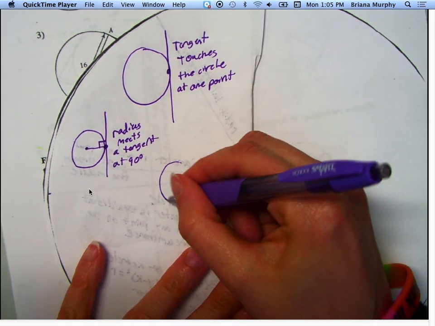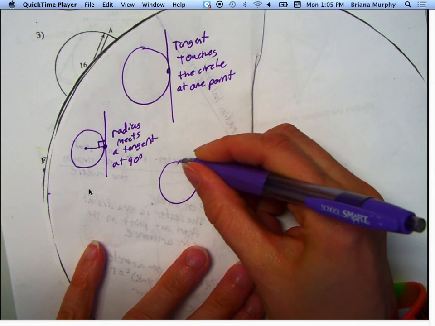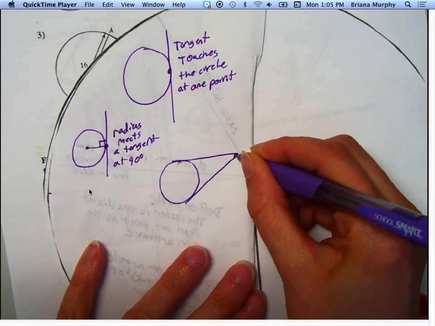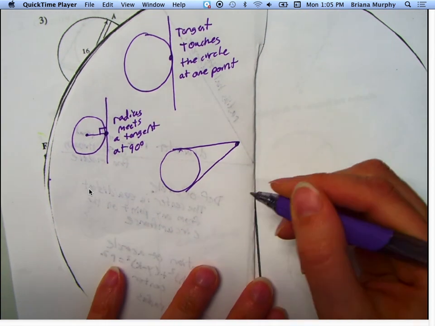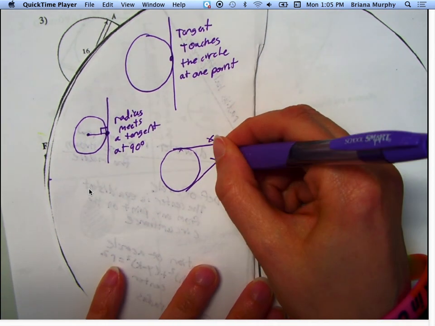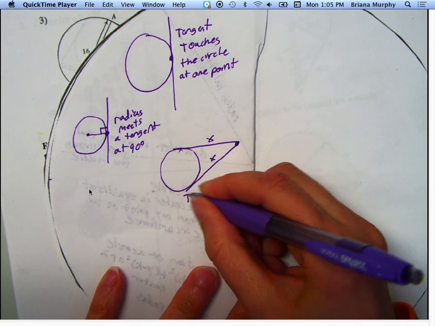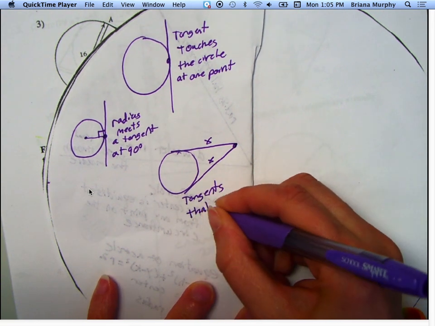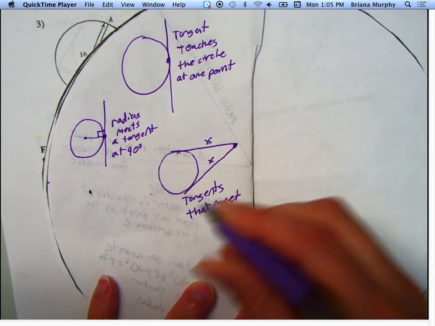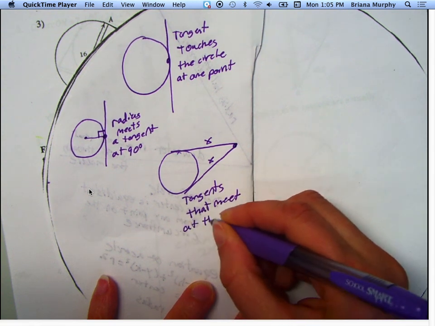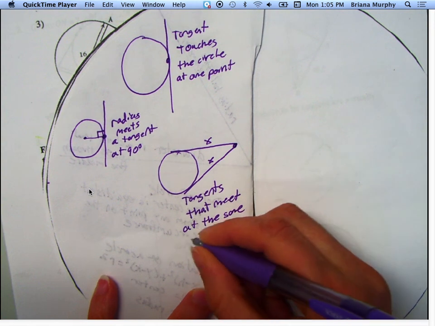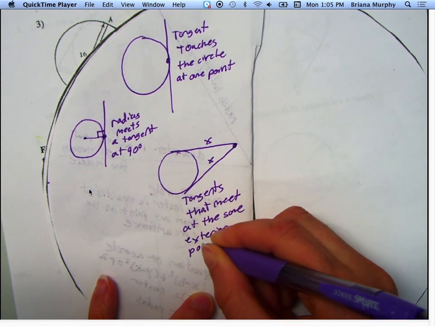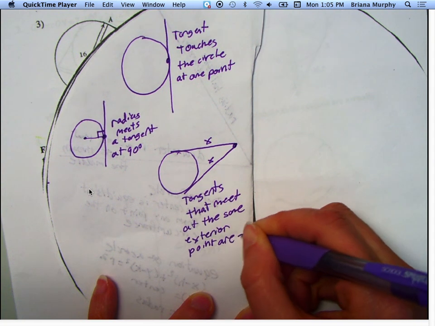Another part, if we have a circle that has 2 tangent lines that meet at an external point, they're equal to each other. They're both x then. So tangents that meet at the same exterior point are congruent.